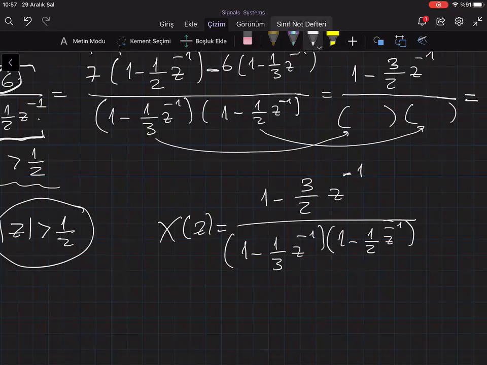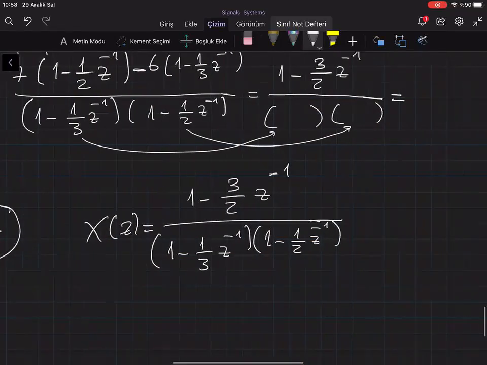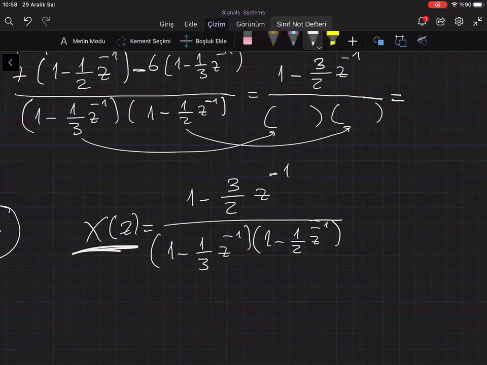what do pole and zero mean? Here's the definition. Arkadaşlar, the z values that make this X of z equal to 0 are called zeros. X of z being equal to 0, for these z's we call them zeros.